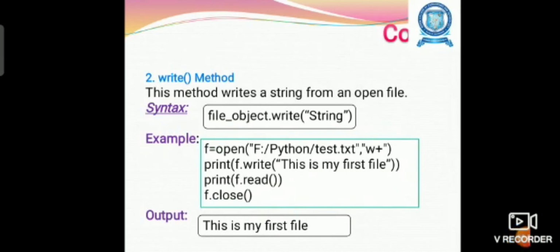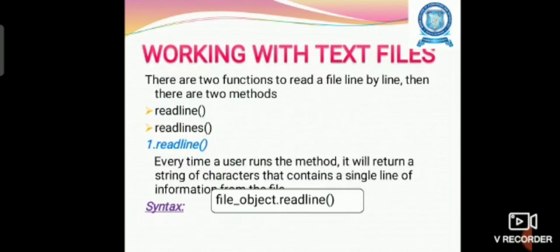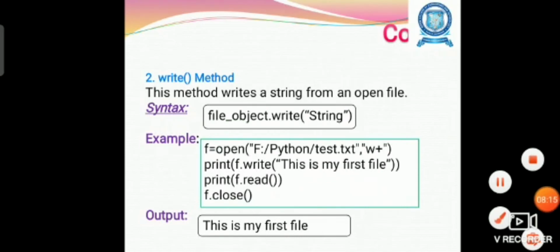We can apply the read method to check the content present in the file. For that we apply the read method inside the print statement, that is print f.read of. Now the return value produced from the read method will be printed as the output. print f.read of will print the return value produced from the method read, and finally we are closing the file. So in the output we will get the statement present in the particular file.